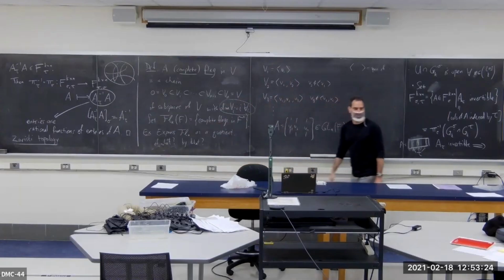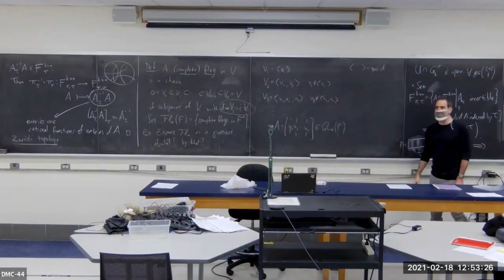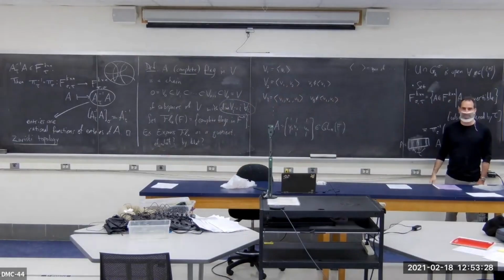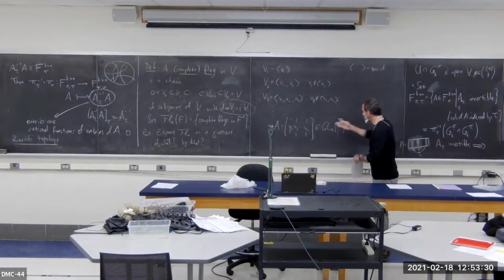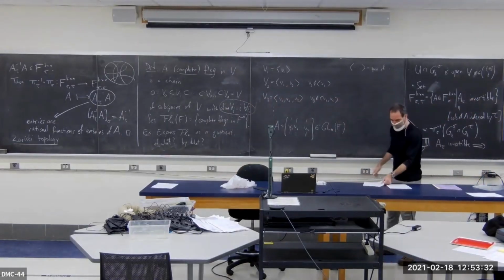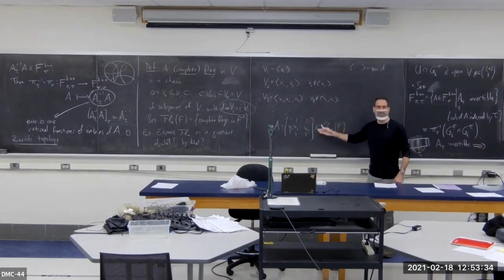Right? The rank of the left i columns is i. That's precisely what this is saying. So the lesson from this is that if you give me an invertible matrix, I already have a flag. Flags come from invertible matrices.